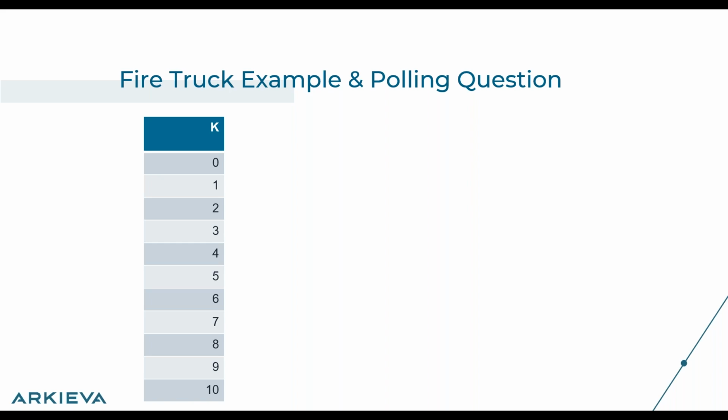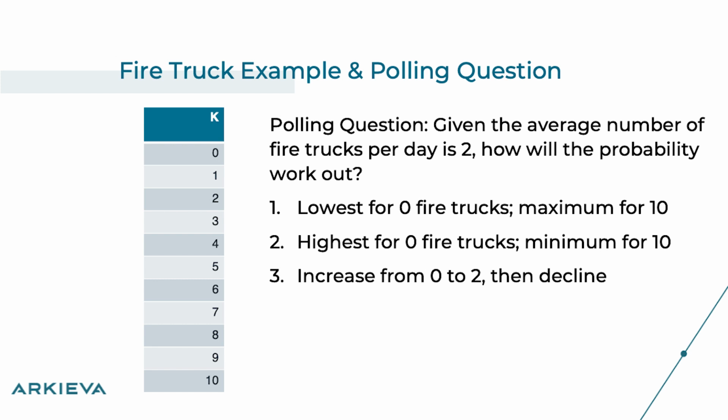So will we see 0 trucks, 1 truck, 2 trucks, 3, 4, 5, all the way up to 10? And so what I want to do, just to see how you think about it, is a poll question here. Given the average number of fire trucks per day is 2, so that's a given that we started with, that we know the average is 2.